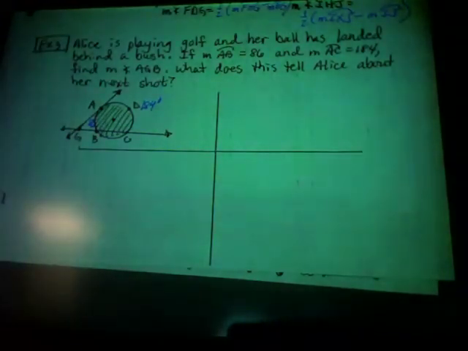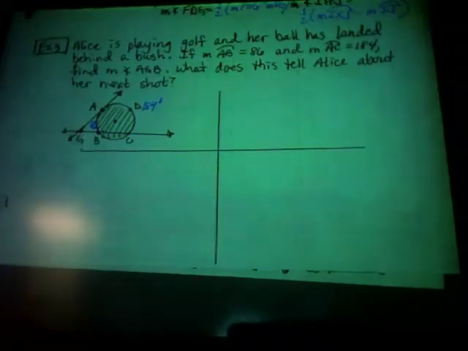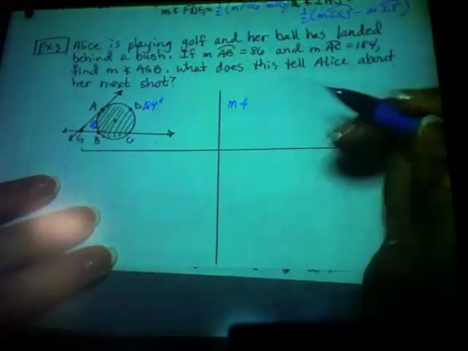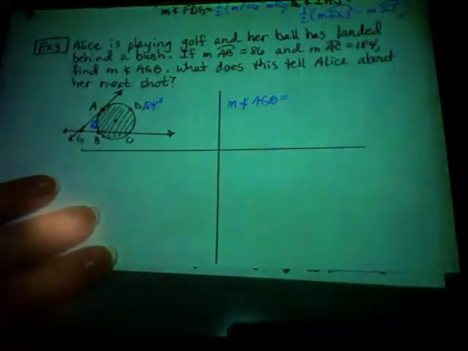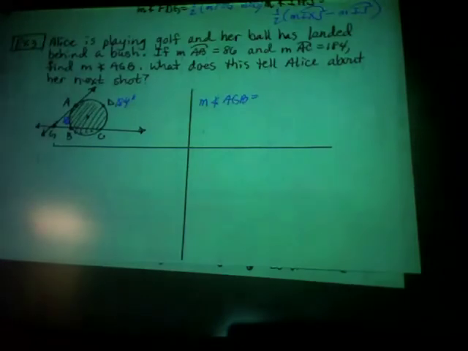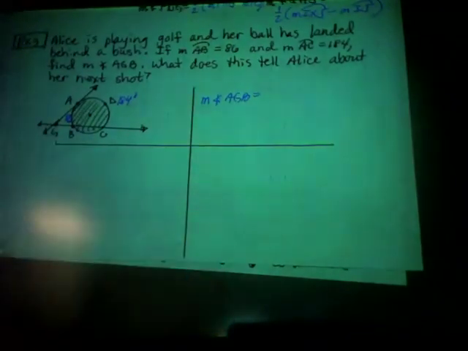Do you love what your book does? This is typical of something that your book would do. Find the measure of angle AGB. So they're referring to this external angle out here. And then what does this tell Alice about her next shot? So, the measure of angle AGB is equal to what? You have a tangent and a secant. What are you going to do? What's its intercepted arcs?